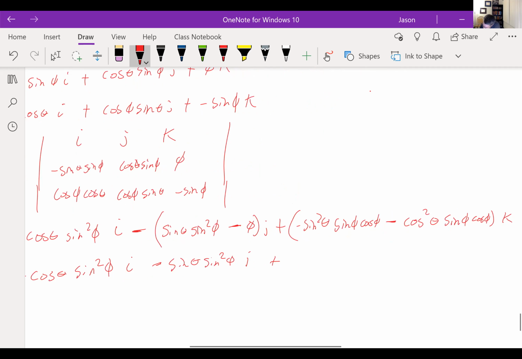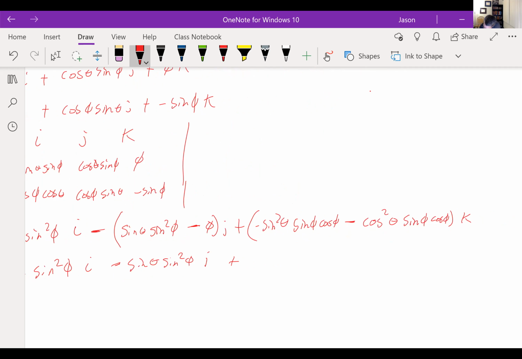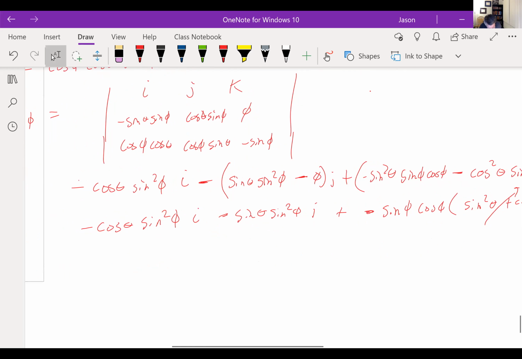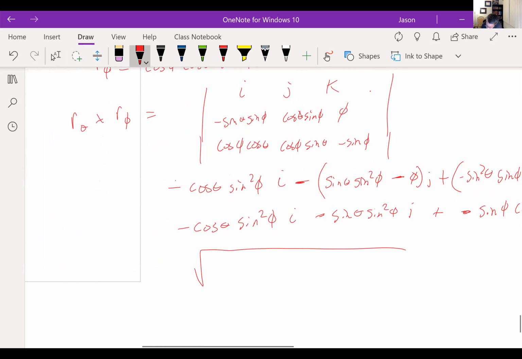This, I could factor out the sine phi cosine phi and a negative, and that leaves me with sine squared theta plus cosine squared theta, which goes to 1. Okay, looks good. So that's my cross product.